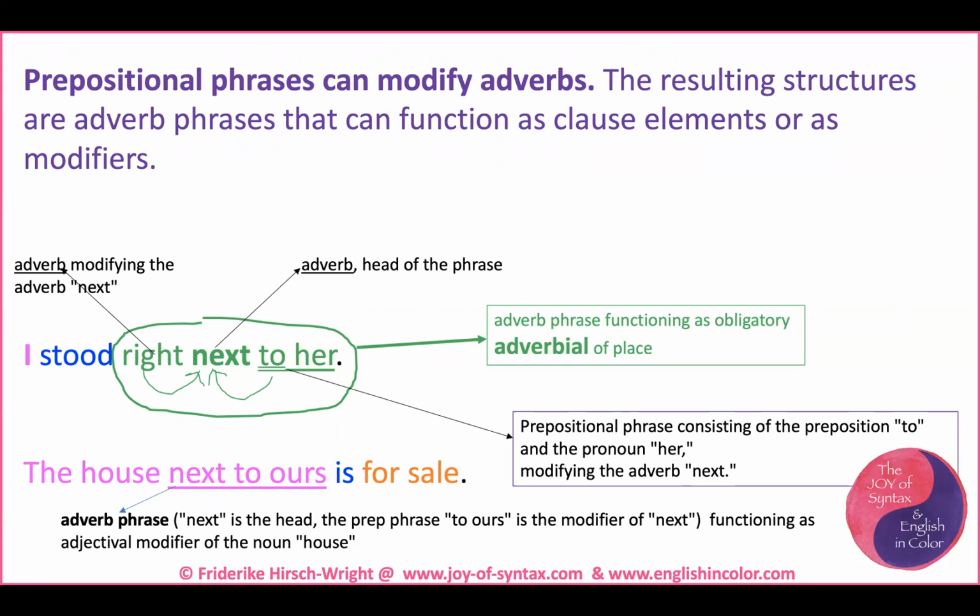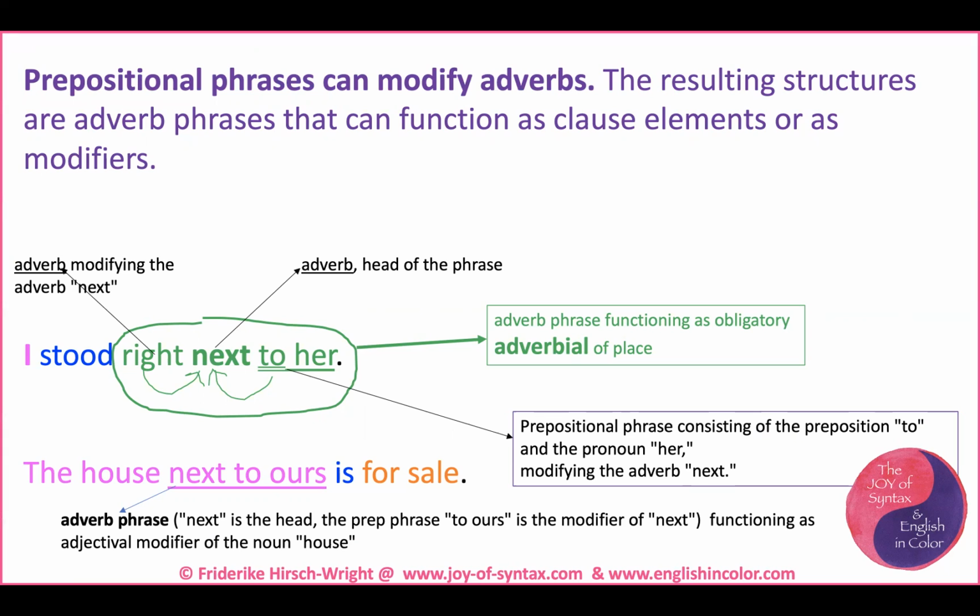Take the sentence, I stood right next to her. Next is the head adverb. It's the head of the phrase right next to her. It's modified by the prepositional phrase to her. So next to her, next. And right is an adverb modifying next, meaning exactly.